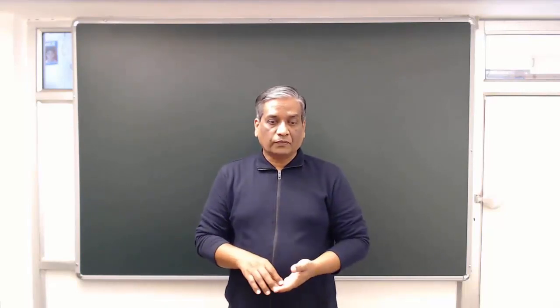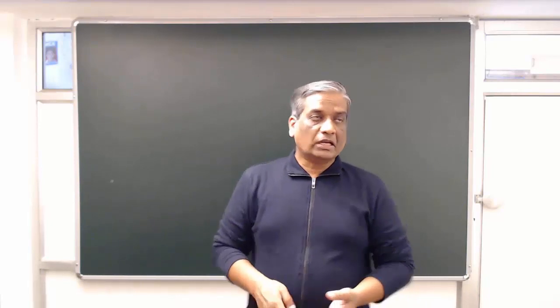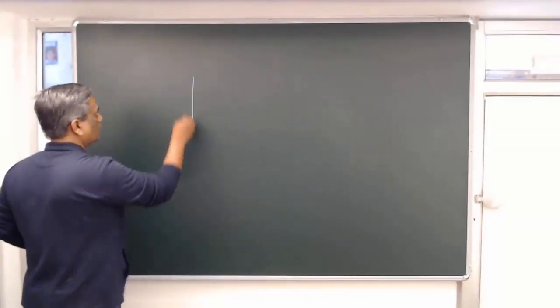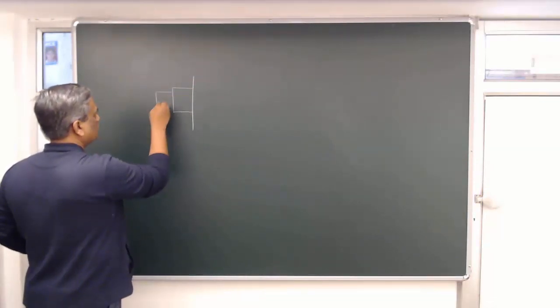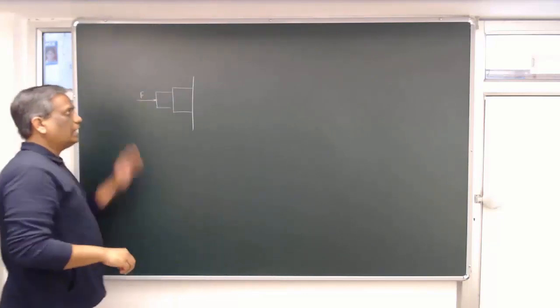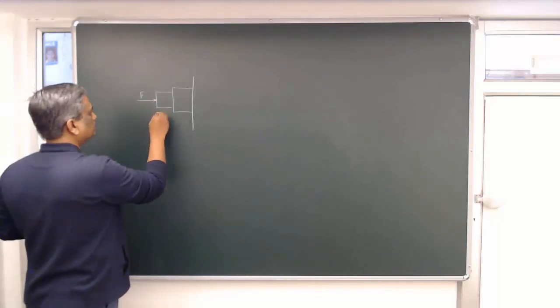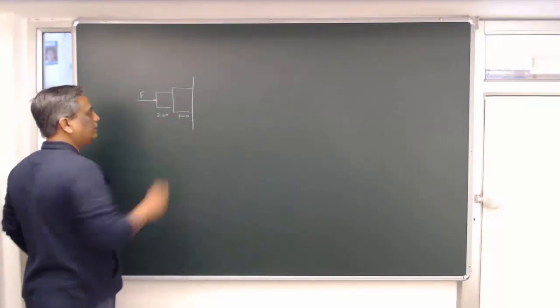There are two blocks of weight 20 Newton and 100 Newton, fixed on a wall and pressed against the wall. One block is like this and another block is like this, and there is a force exerted on this and they are pressed on the wall. This is 20 Newton and this is 100 Newton, right?